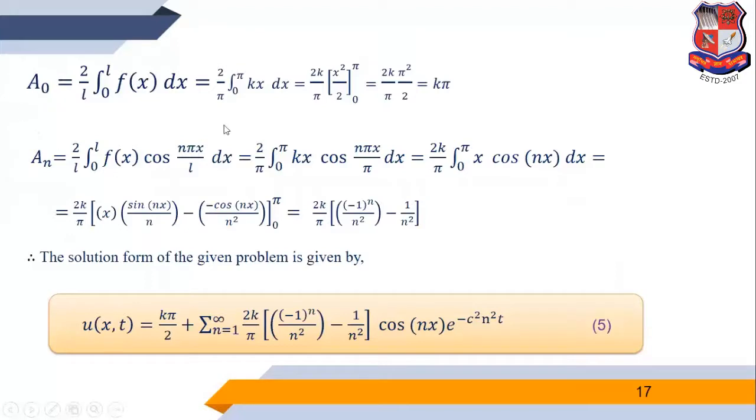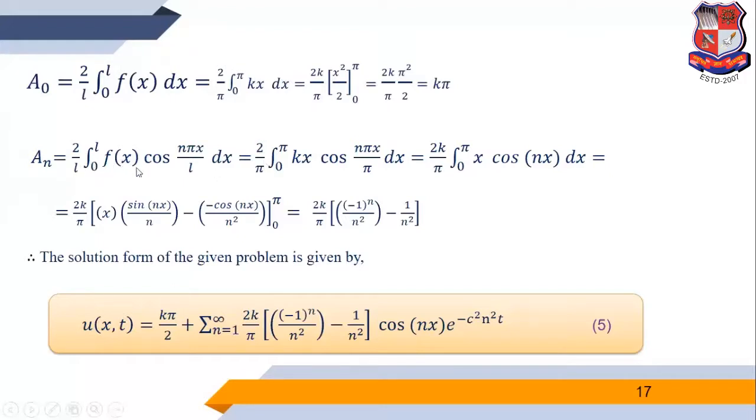So now we find the coefficients a0 and a_n. L is pi, so 2 by pi integral 0 to pi, the function f(x) is kx, so kx dx. Now we integrate with limits 0 to pi, so 2k by pi x square by 2 from 0 to pi, so pi square by 2, 2 cancels, pi cancels, so we get k pi. So a0 is k pi. Similarly we find a_n.